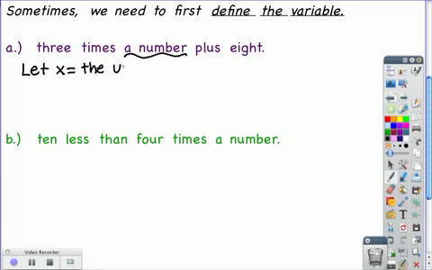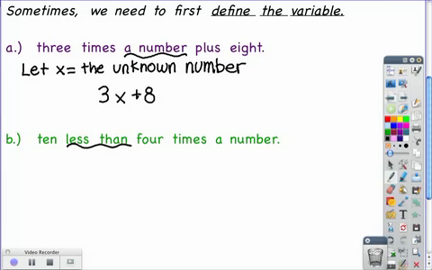Part B, 10 less than 4 times a number. Less than is subtraction. I also have to remember to switch the order. And times a number, so I'm going to be doing multiplication. Let x equal the unknown number. I have 4 times my number, and I'm taking 10 less than that.